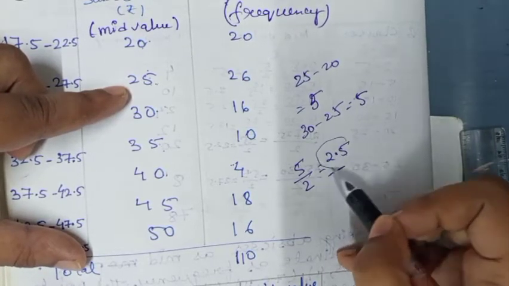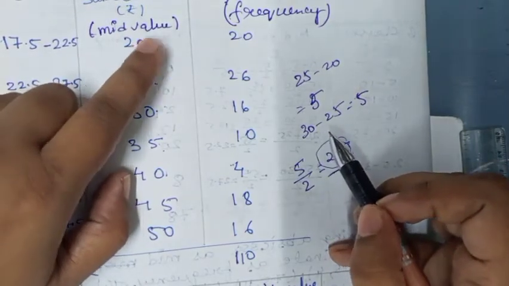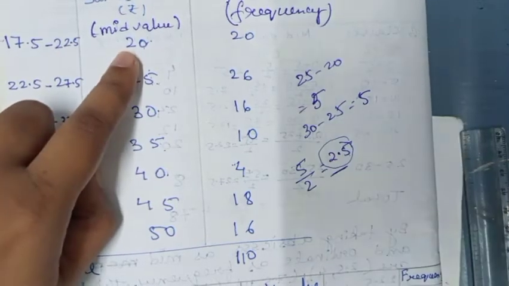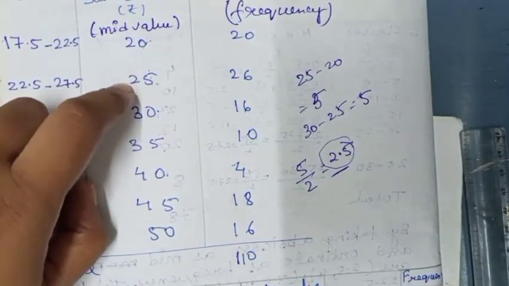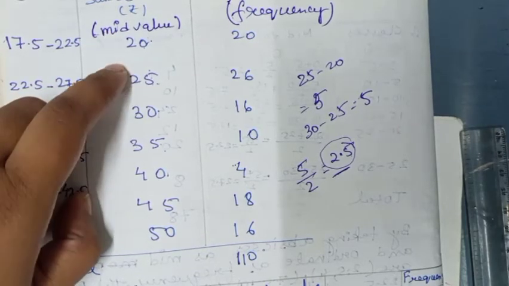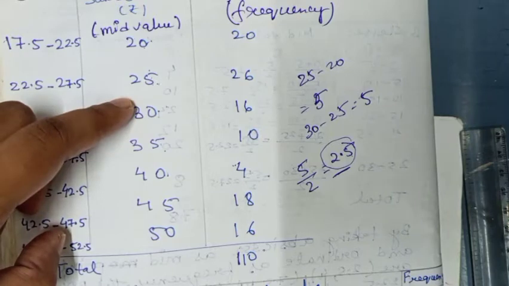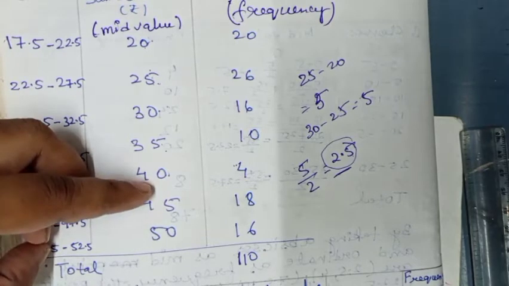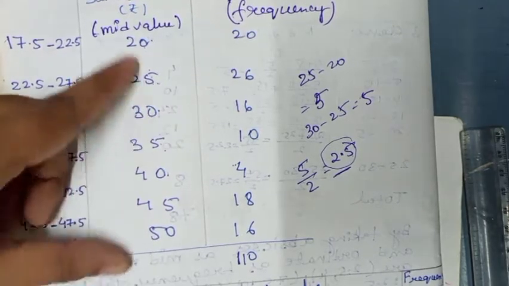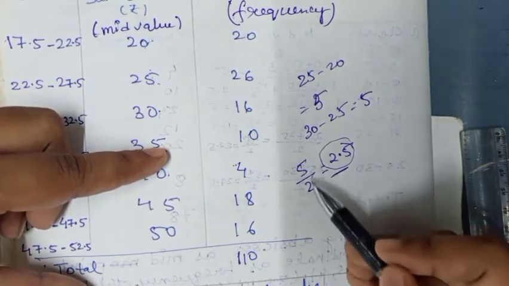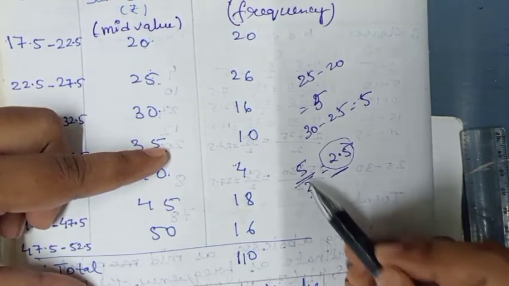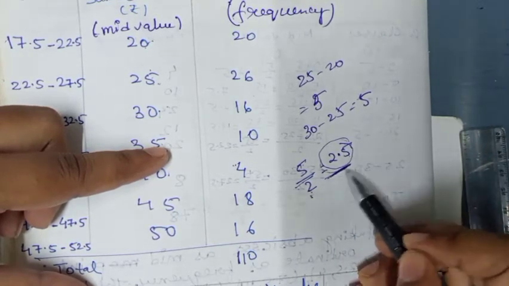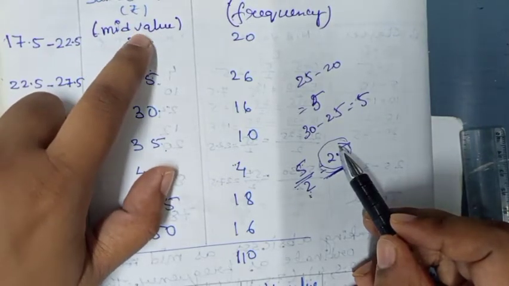It means that 2.5 will be subtracted from 20 and added to 20 to get the limit. Again I am repeating. First, by seeing the mid value difference: 25 minus 20 is 5, 30 minus 25 is 5, 35 minus 30 is 5, 40 minus 35 is 5, 45 minus 40 is 5, 50 minus 45 is 5. The difference of mid value is 5. After that you will take half of 5, that is 5 by 2, divided by 2. It will give you 2.5. Now 2.5 will be subtracted from 20 and added to 20.